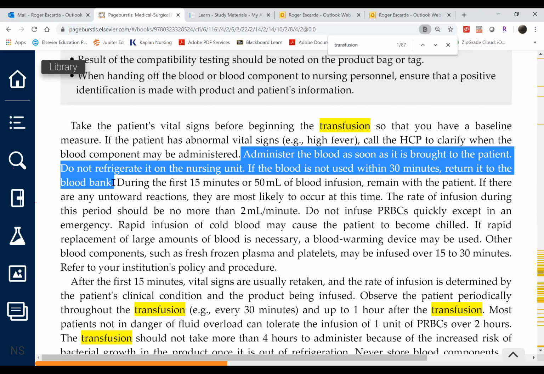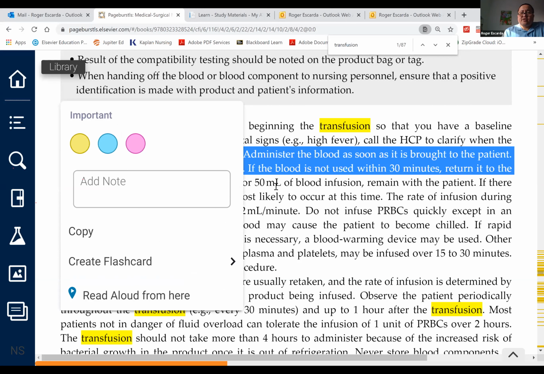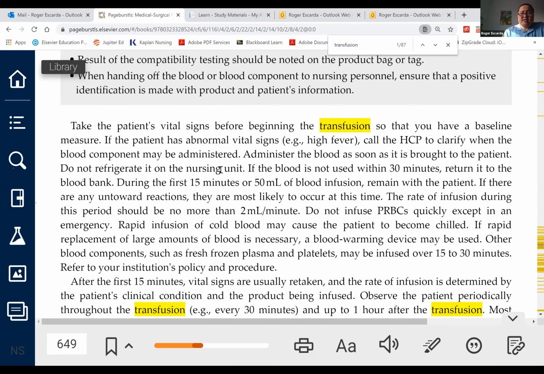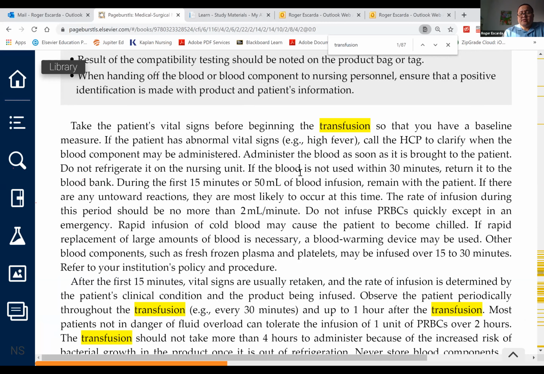Return it to the blood bank. Okay, very good. So it has to be given right away. The moment you take it from the blood bank and you reach the floor, you can't stop by to smoke a joint or smoke a cigarette, or chat with somebody. You have to go straight from the blood bank to the patient, right? You can't refrigerate it on your nursing unit because that's not the proper temperature for storing blood. Plus, it's just nasty. You put blood there along with your dinner and other foods. Okay.